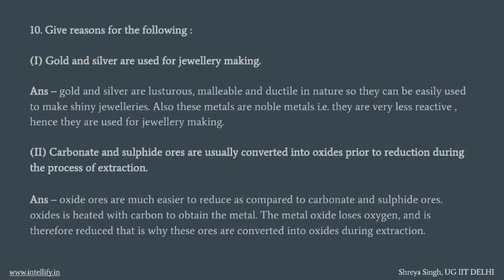The question number 10 says give reasons for the following. Gold and silver are used for jewelry making. As we all know, gold and silver are metals. And the properties of metals are that they are lustrous, that means they have a shiny surface, they are malleable, that means they can be made into thin sheets, and they are ductile, that means they can be made into thin wires, so they can be easily molded into different shapes to make different kinds of jewelry.